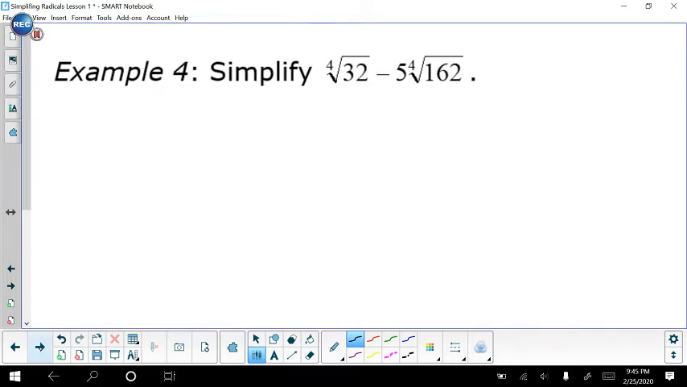All right, so example 4 is very similar, but instead we're looking for groups of 4 numbers that are the same. So we're going to take a look at 32 and 162. I'm going to pause the video right here, factor those values out, and find those groups of 4.